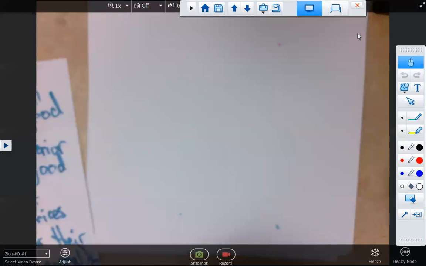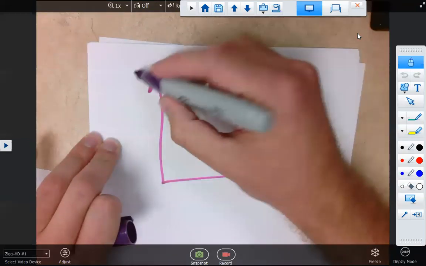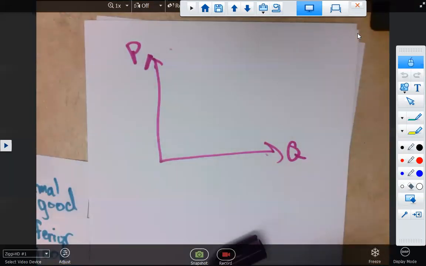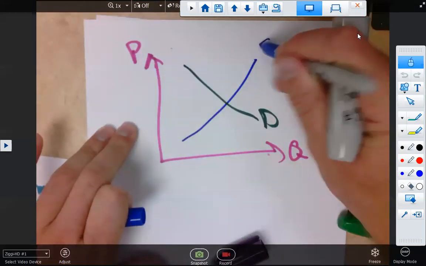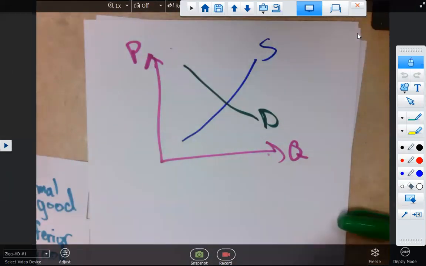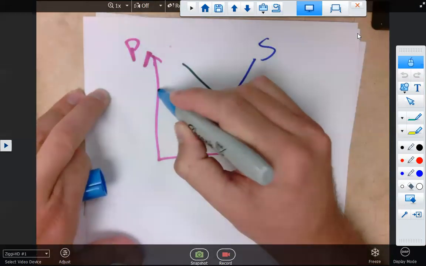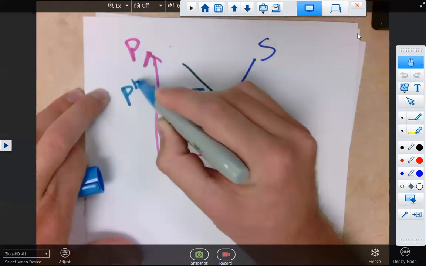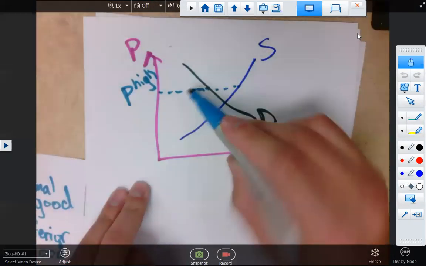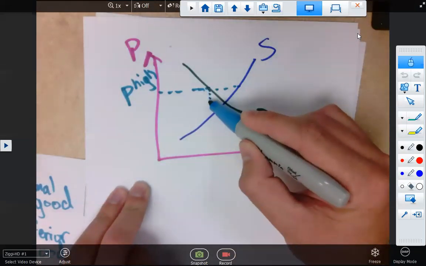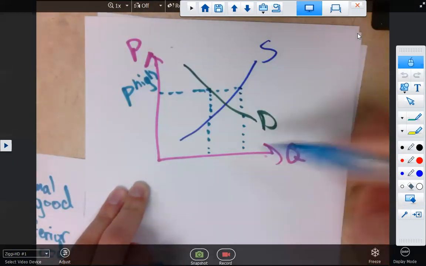So here, let's graph it. So we've got price, quantity, a downward sloping demand, and an upward sloping supply. And now we're not going to have it at P star, we're going to have it at P high. So at P high, all we do is reflect that price off of the demand curve, just like it was a mirror, and then we reflect it off of the supply curve.